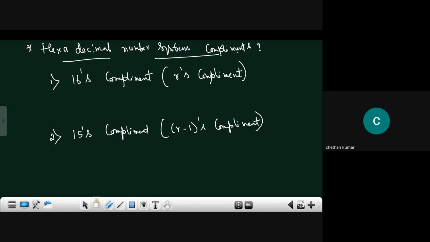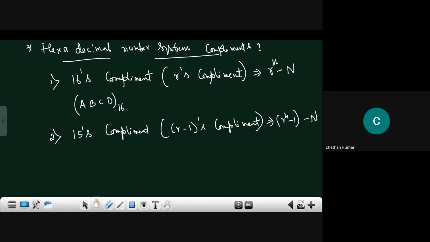So what is R's complement? How to perform it? R power n minus N, where n is the number of digits and N is the number. So let us take one number, ABCD, a hexadecimal number. I want to find out the 16's complement of this number. How to do it? 16 power 4 minus ABCD.